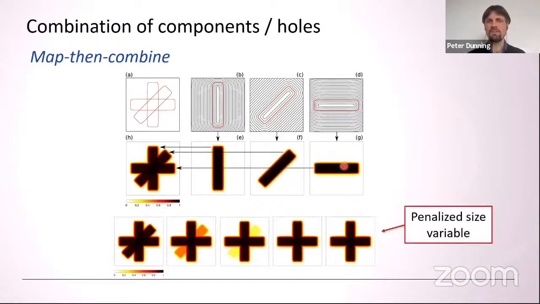One of the additional benefits of doing it like this is you can further penalize each individual density field to be able to remove components from the design. So this is shown here for the diagonal member. Here we've got what's called a penalized size variable of 1, and that's decreased down to 0. And you can see that that diagonal member disappears from the design.